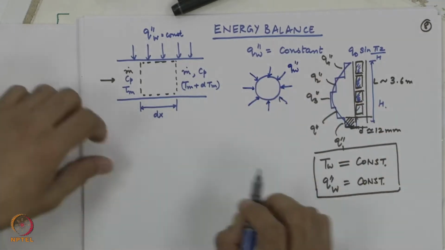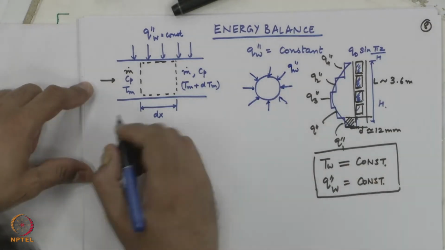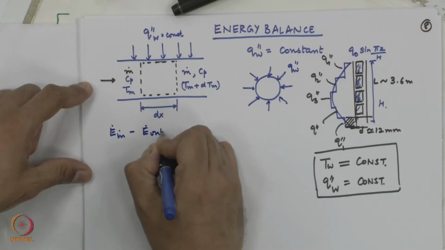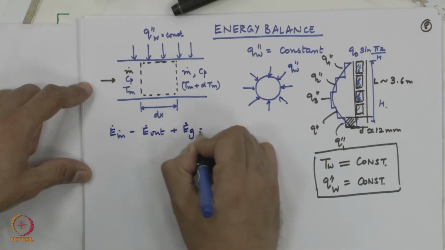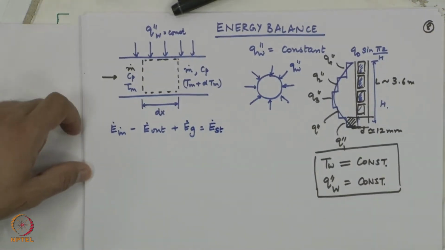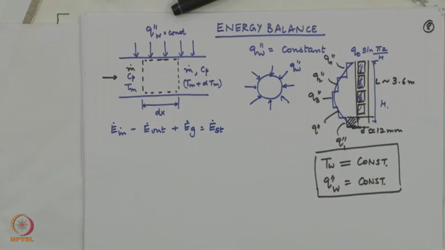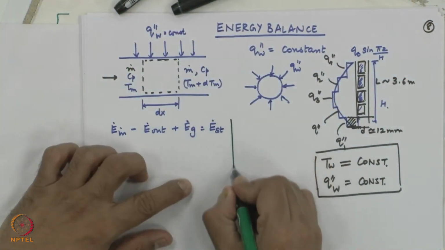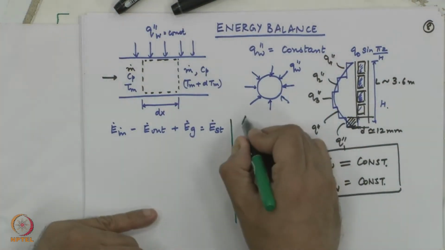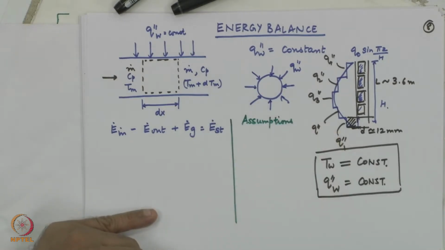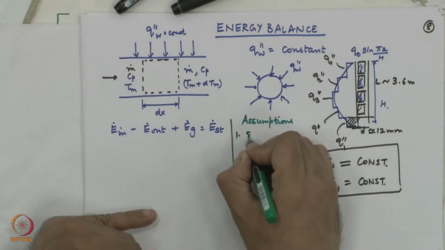So, if I do the simple energy balance, E dot in minus E dot out plus E dot generated equal to E dot stored. This is the first equation that you would have seen in the UG heat transfer course. Before we go to the formal derivation, let us list the assumptions that we make here. In any analysis, it is very important to note down the assumptions, and we write them one by one.